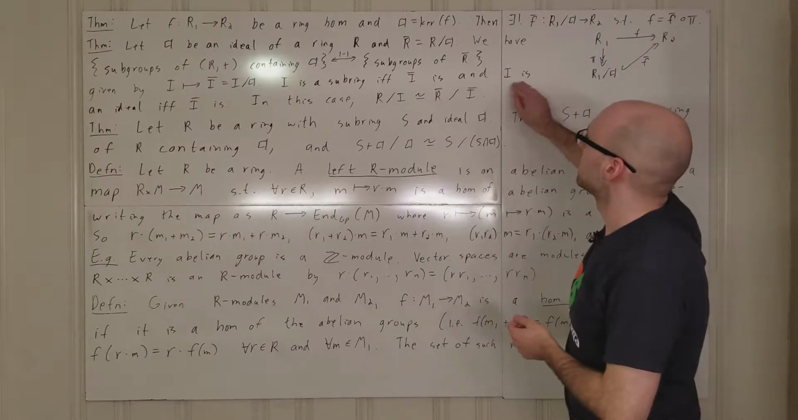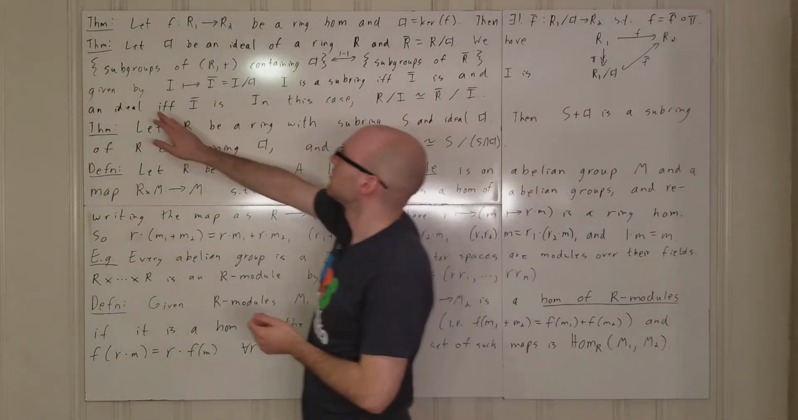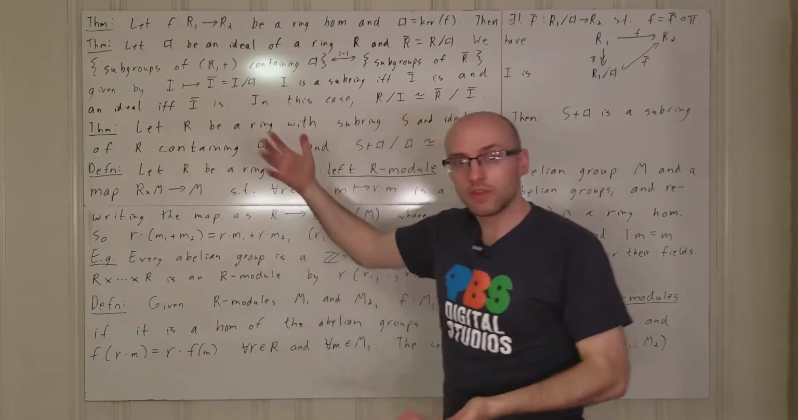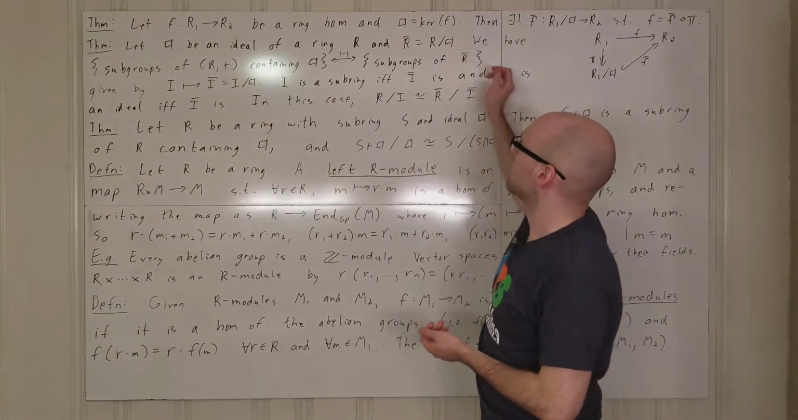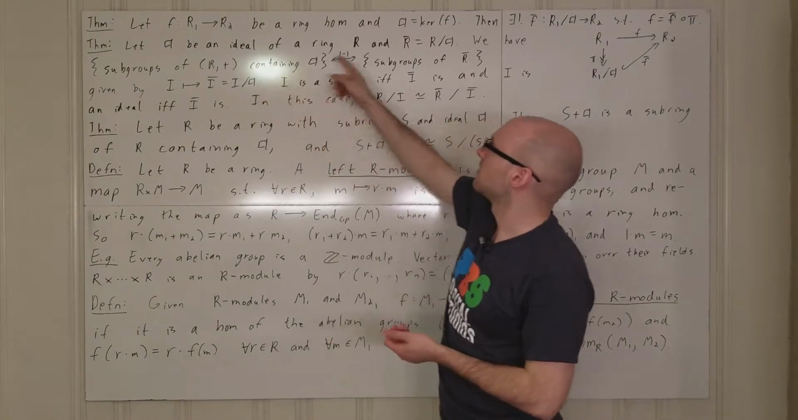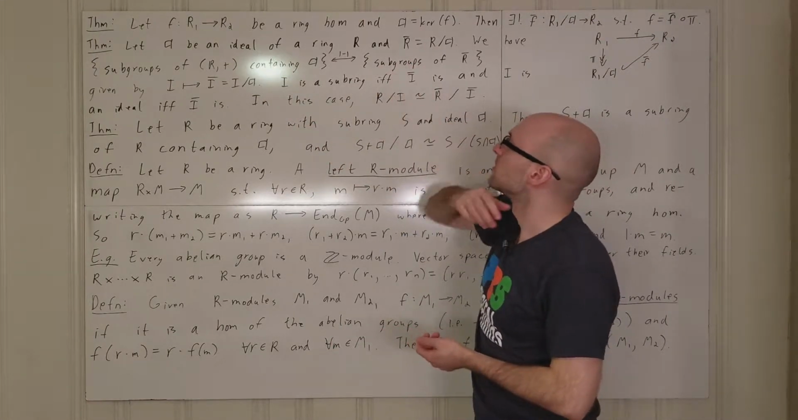And then the other thing is that I is an ideal if and only if I bar is an ideal. These are both if and only if statements. So something in here is an ideal if and only if it's an ideal in here.